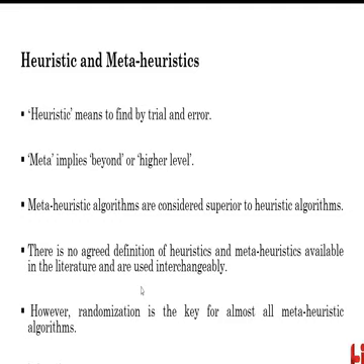So first of all, let us define heuristics. Heuristics usually mean something to find by trial and error, so there is no mathematical proof for the heuristic. Meta as a term means beyond or higher level heuristics. So metaheuristics are considered to be superior as compared to the heuristic algorithms. However, there is no agreed differentiation between heuristics and metaheuristics, and both of them are used almost interchangeably. However, we find that randomization is the key associated with most of the heuristic techniques.